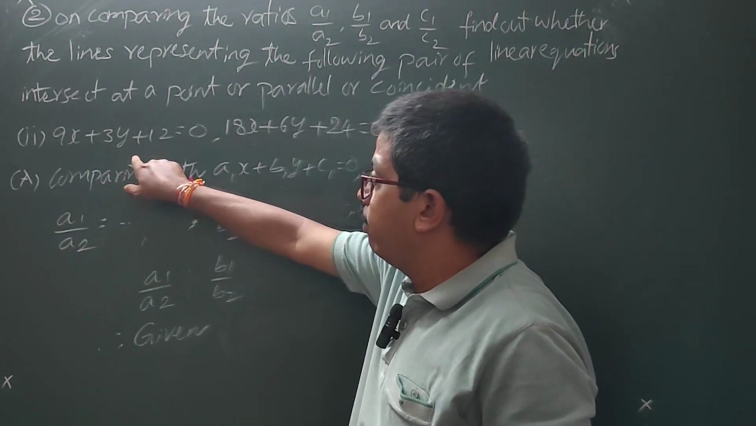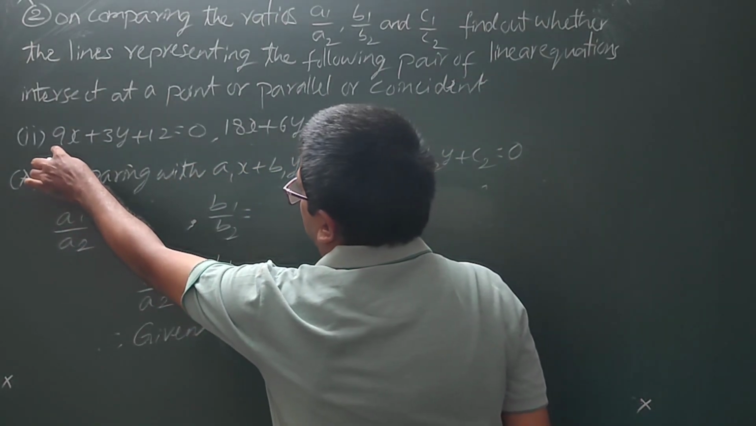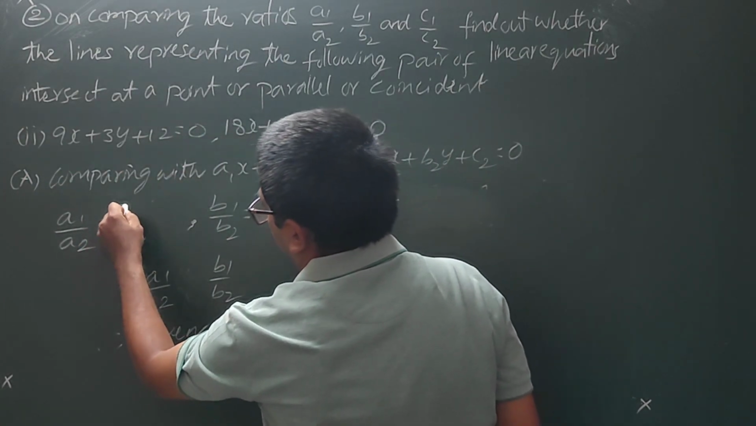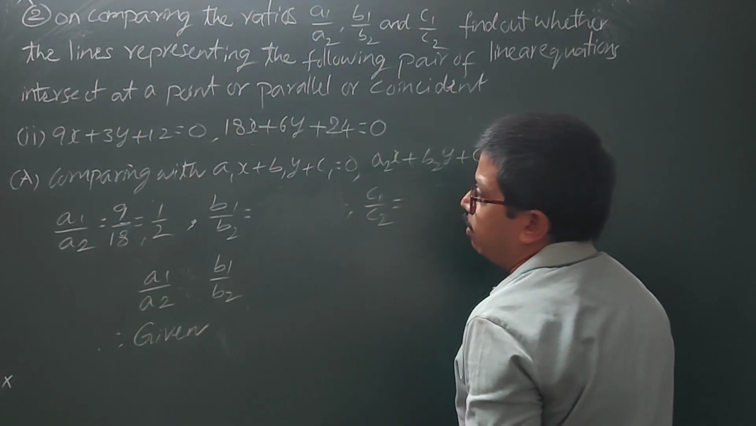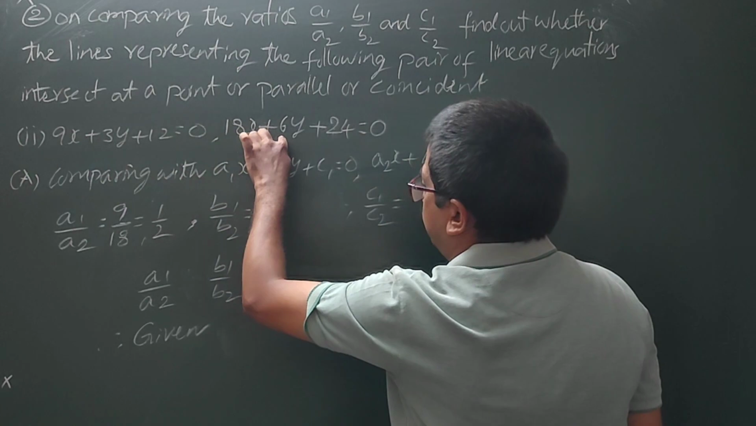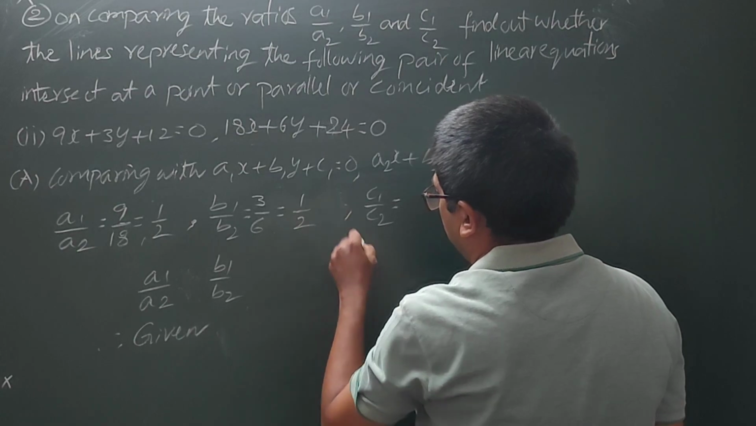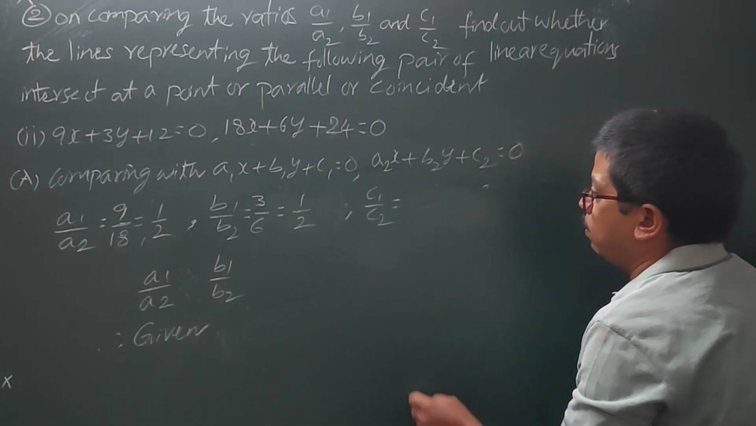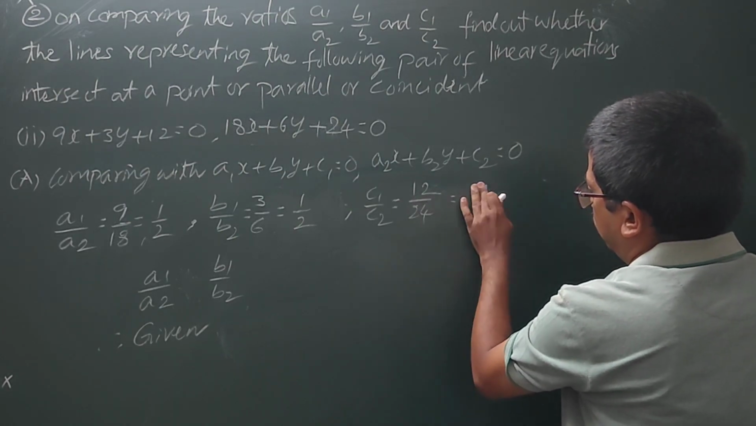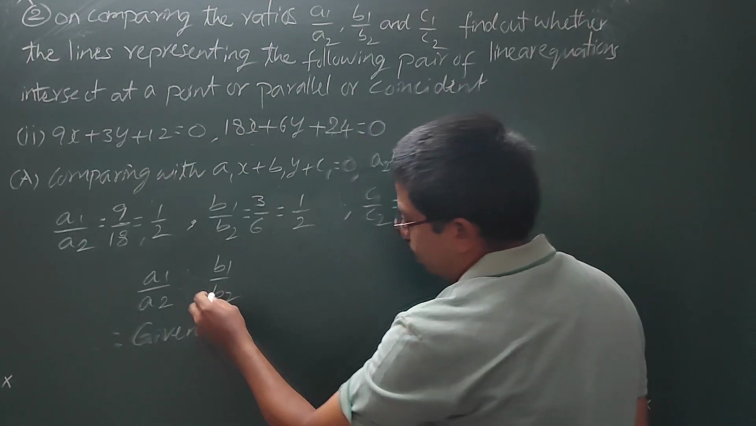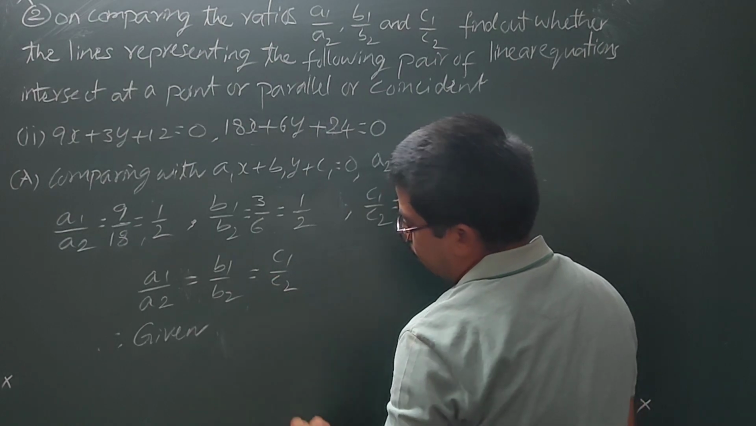Second one, 9x plus 3y plus 12 equal to 0, 18x plus 6y plus 24 equal to 0. So a1 by a2, x coefficients 9 by 18 equal to 1 by 2. Next b1 by b2, y coefficients 3 by 6 equal to 1 by 2. Next c1 by c2 equal to 12 by 24 equal to 1 by 2. We can notice that a1 by a2 equal to b1 by b2 equal to c1 by c2.